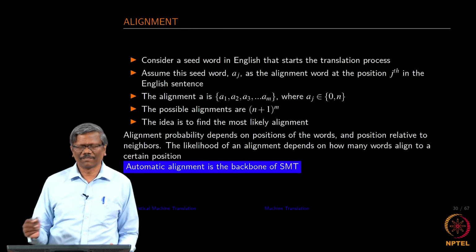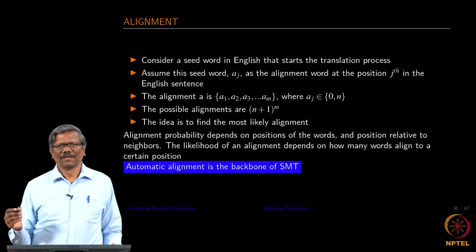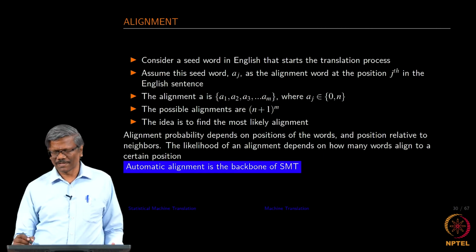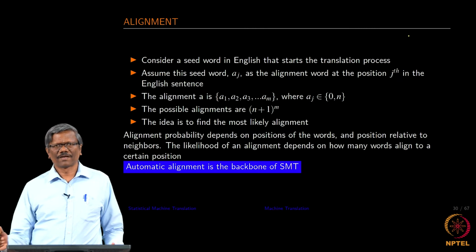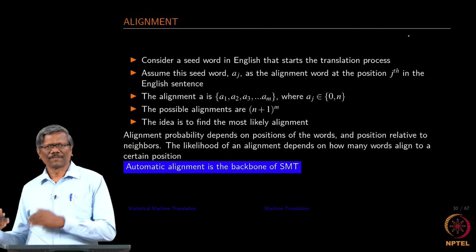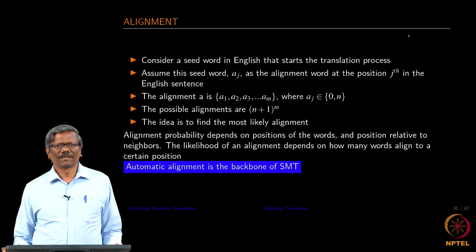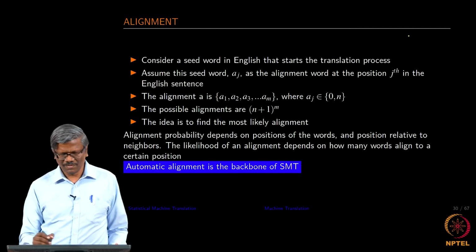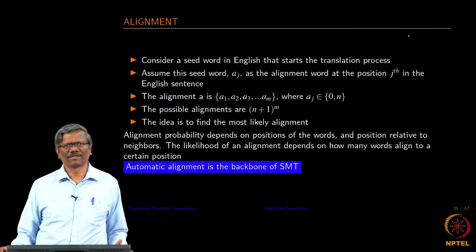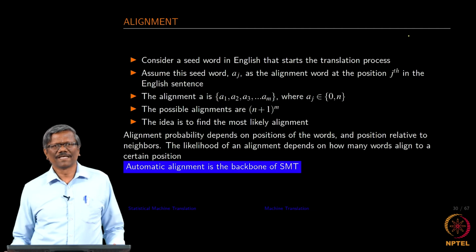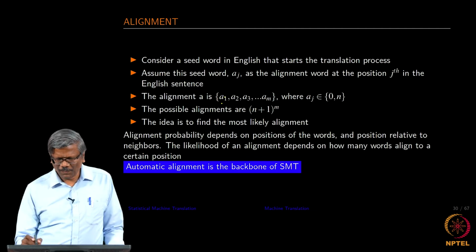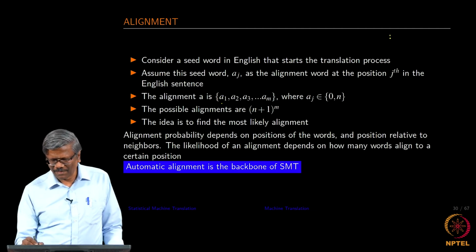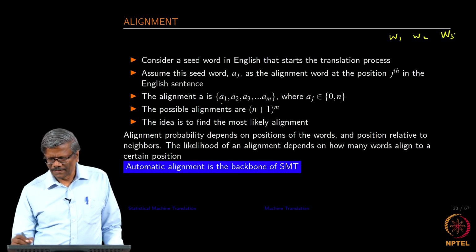So, let us say that we have a seed word in English that starts this translation process. Here we have an English sentence and we want to translate that into French. So, assume that the seed word is 0. Let us assume this first and then see the examples in the next slide. When you align the words, for example, word 1, 2, 3, okay, and then this is the English sentence and this is the French sentence.